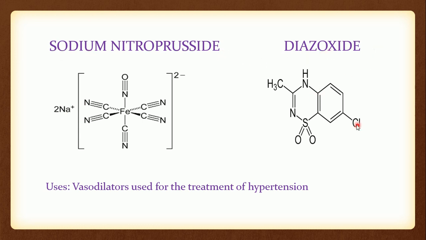Diazoxide contains a chlorophenyl ring. This chlorophenyl ring is fused with a 6-membered ring containing 2 nitrogens and 1 sulfone group, that is the thiazide group. The thiazide group is linked with the chlorophenyl ring and 1 methyl group is attached at this position, that is the third position. These are the vasodilators which are used for the treatment of hypertension.